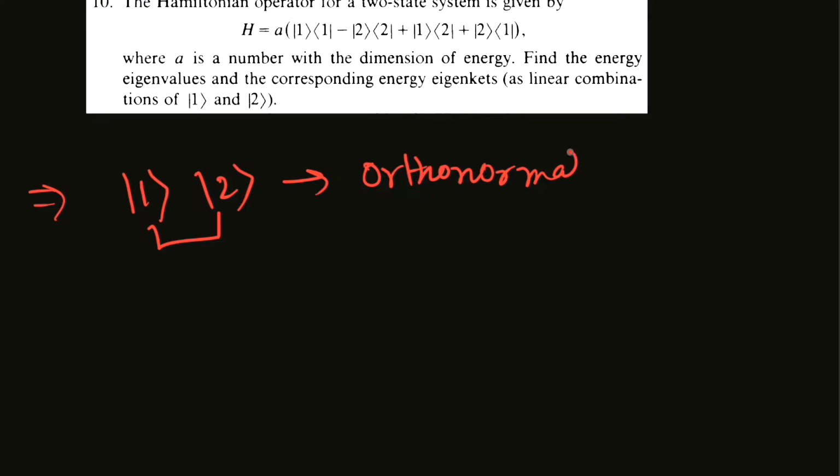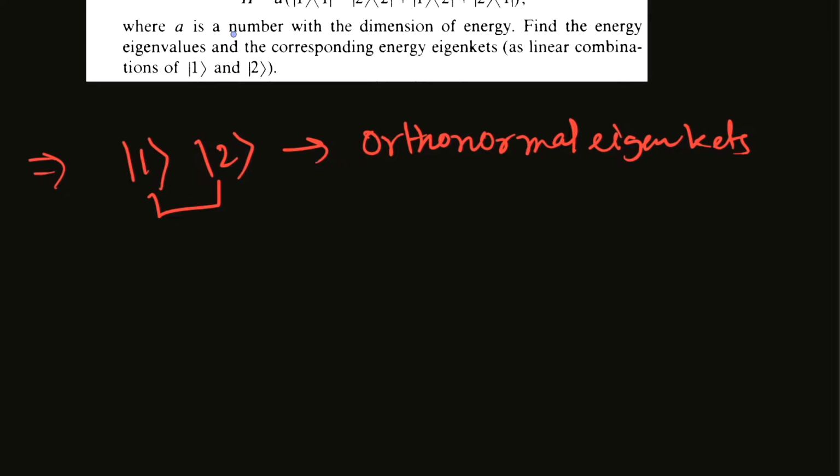Here one thing we assume is that |1> and |2> are the orthonormal eigenkets of this two-state system. And second, we will represent this operator H in matrix representation.